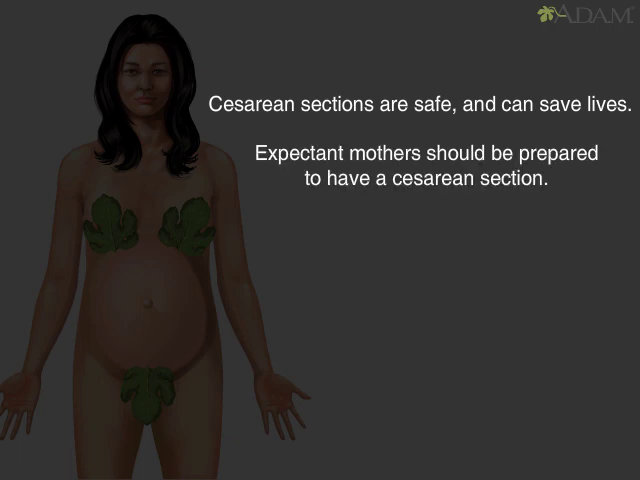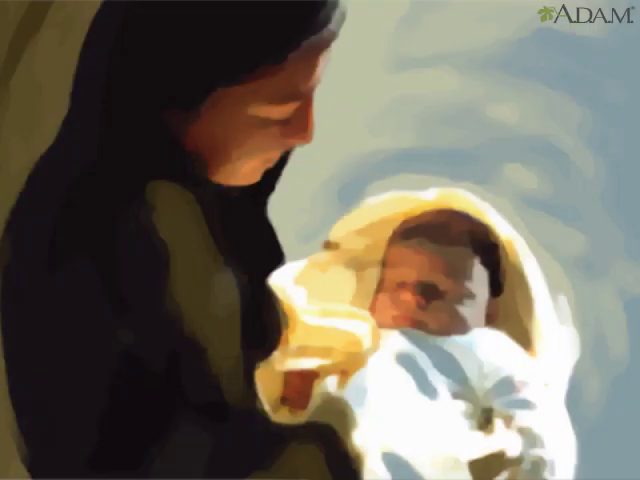Expectant mothers should be prepared for the possibility of having one. Keep in mind, in childbirth, it's not only the delivery method that matters, but the end result, a healthy mother and baby.